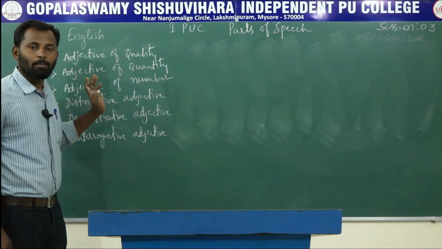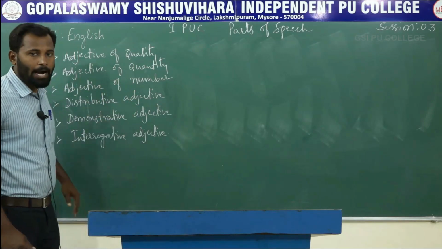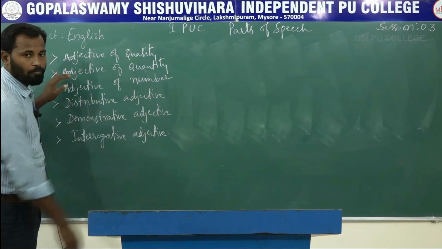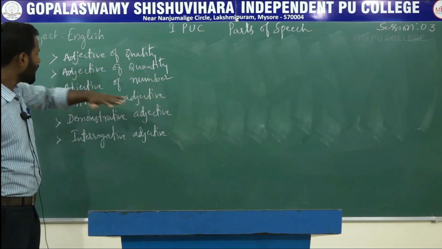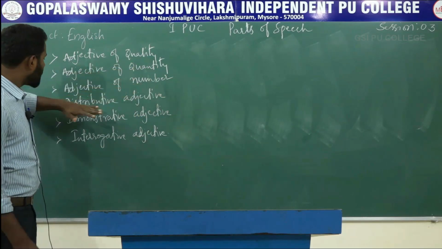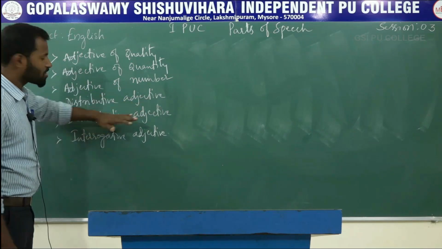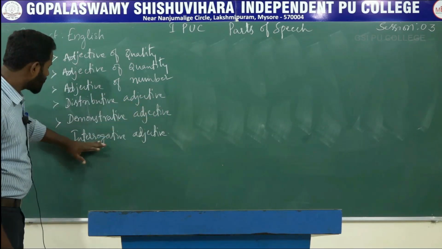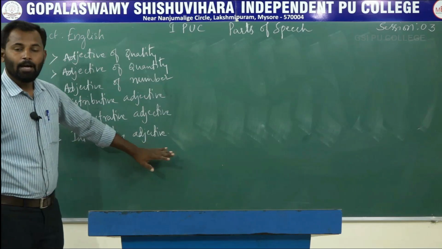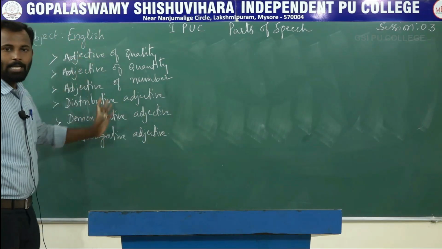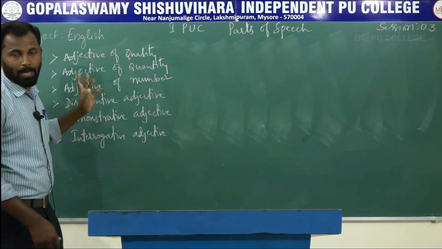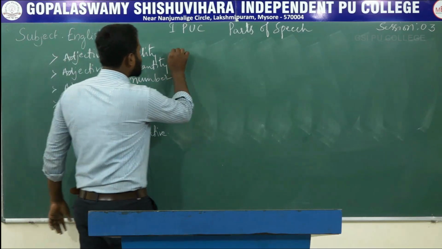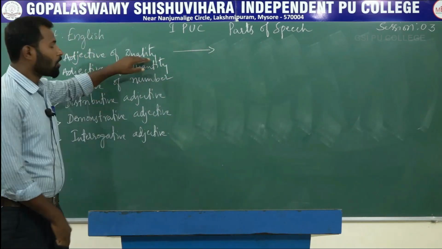Here I have written some of the very important types of adjectives. Adjective of quality, adjective of quantity, adjective of number, distributive adjective, demonstrative adjective, and the last one is interrogative adjective. Let us understand the types of adjectives with some examples. Let us first discuss the adjective of quality.